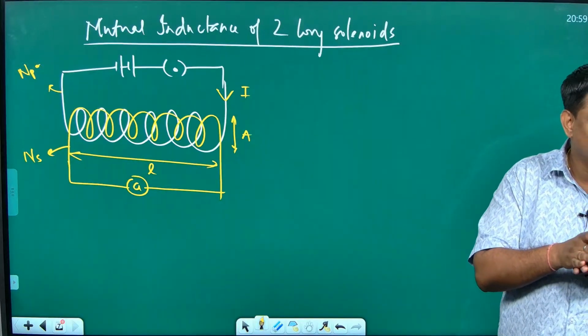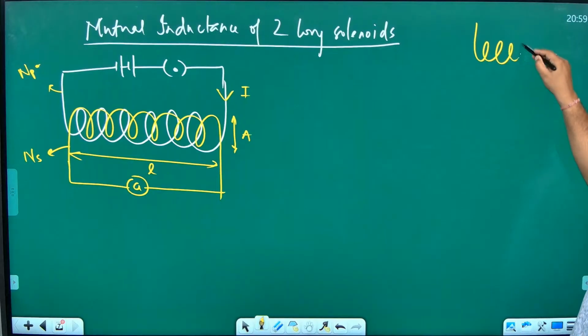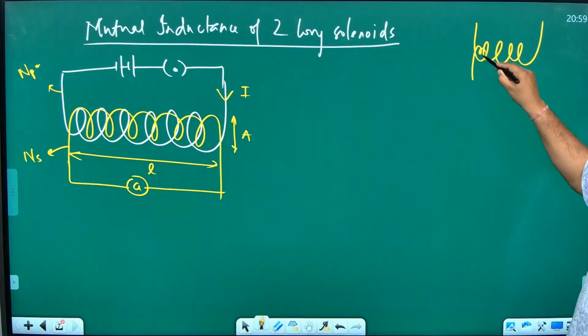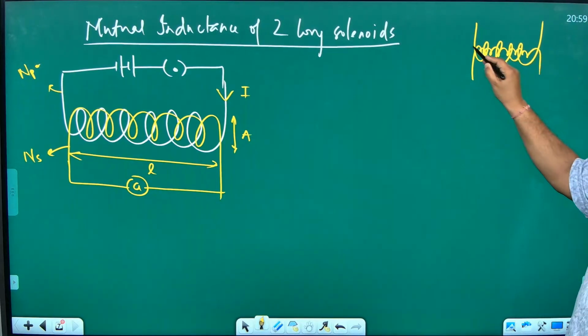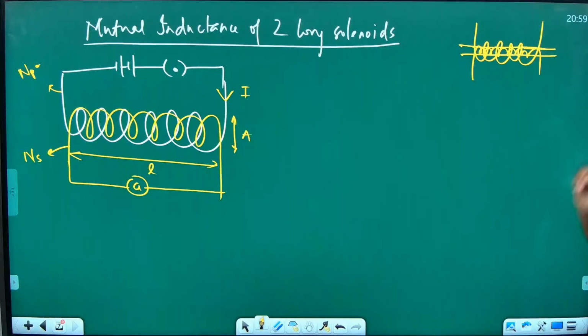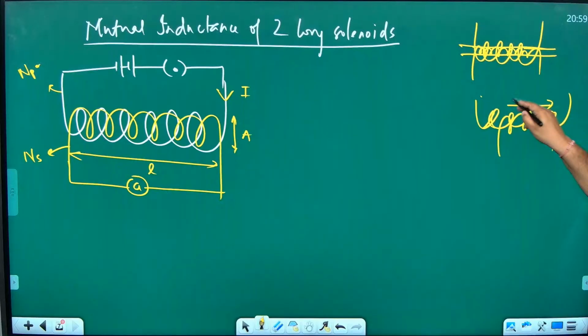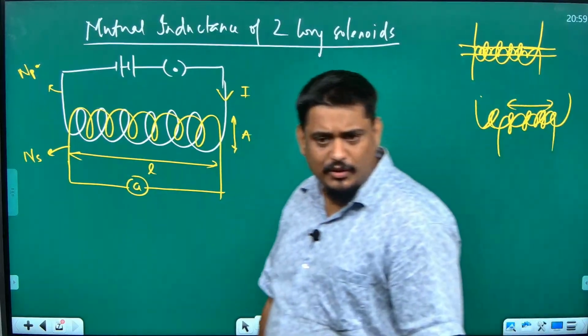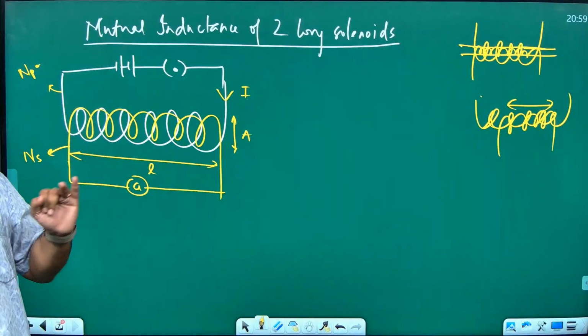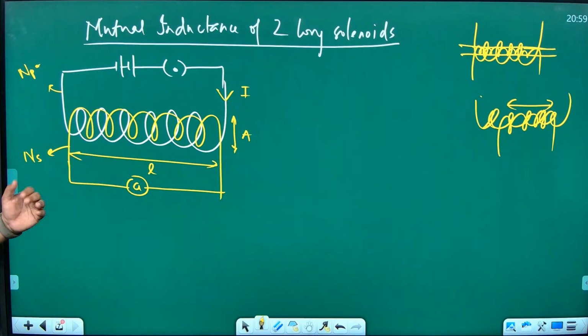Are you getting the point? If you have one coil like this and another coil like this, what is the common area of cross section? That only we will take. Or what if one coil is like this and another coil is like this? We will take the common length alone. So, common length and common area. In this case, I am assuming both coils have the same area of cross section and the same length.